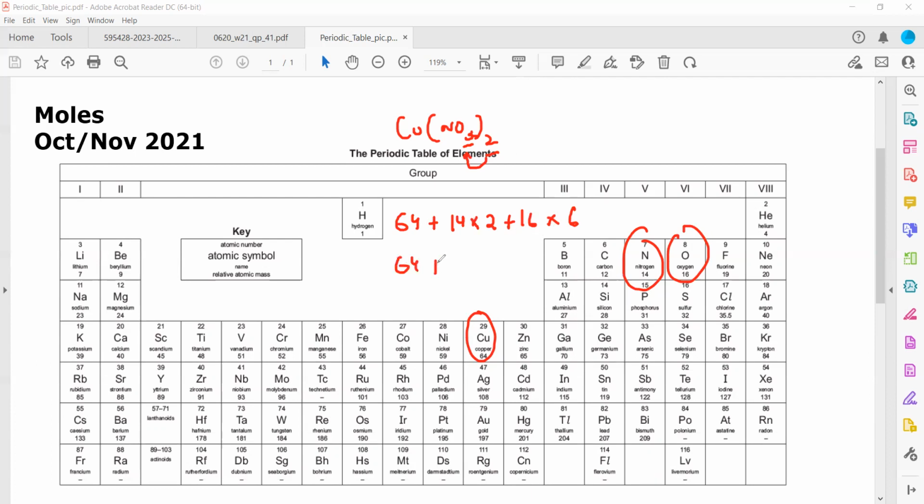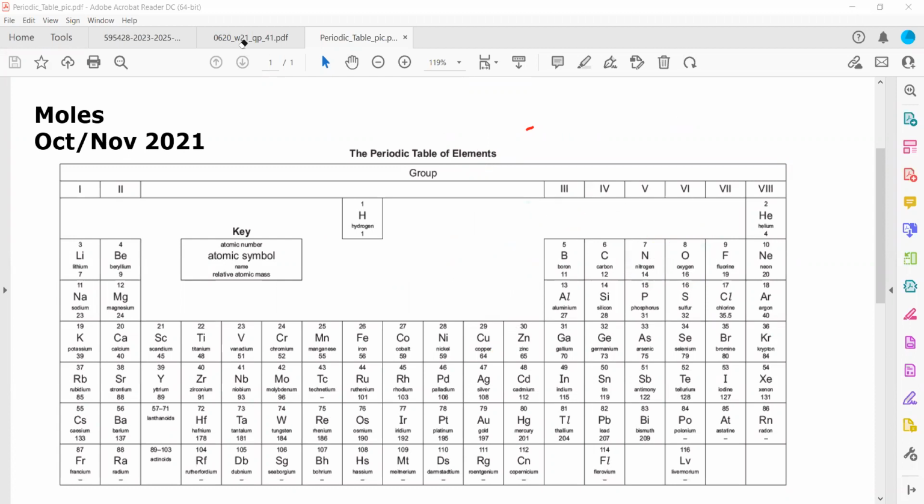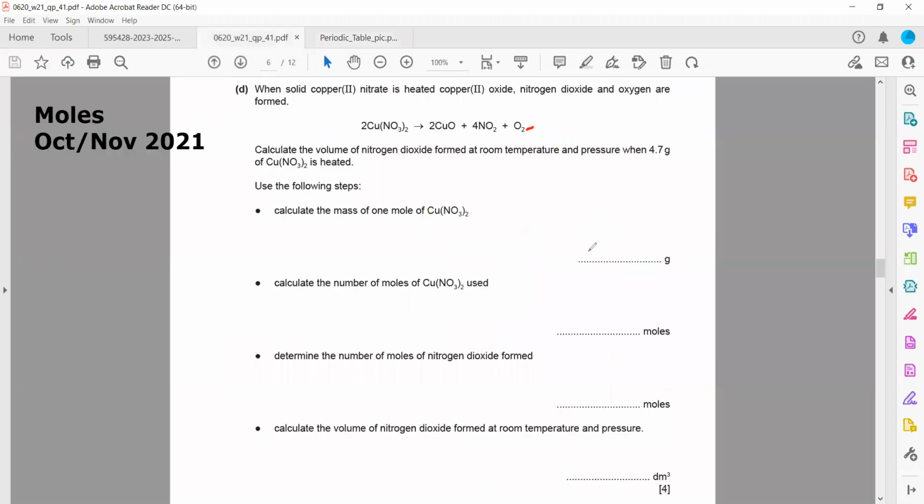So this will be 64 plus 28 plus 16 multiplied by 6. It will be 96. What is the sum? The total is 188. So the mass of 1 mole of copper nitrate is equal to 188. So the first part, as they ask, calculate the mass of 1 mole of copper 2 nitrate. So we'll write 188. The answer here is 188.